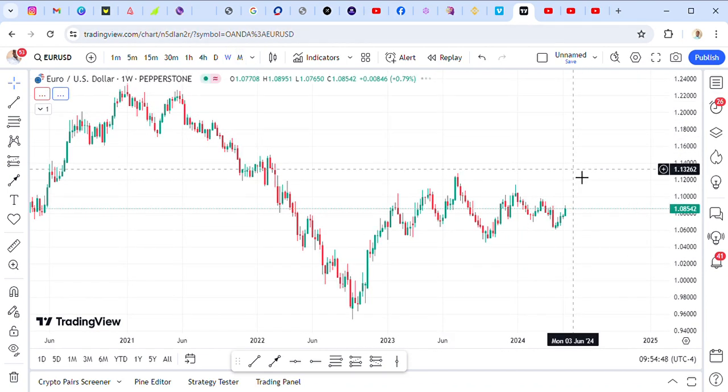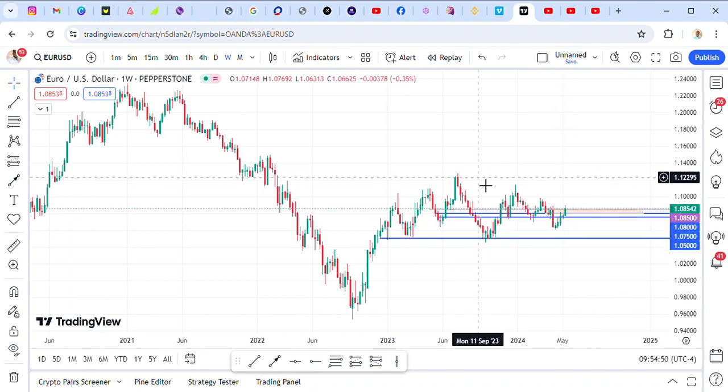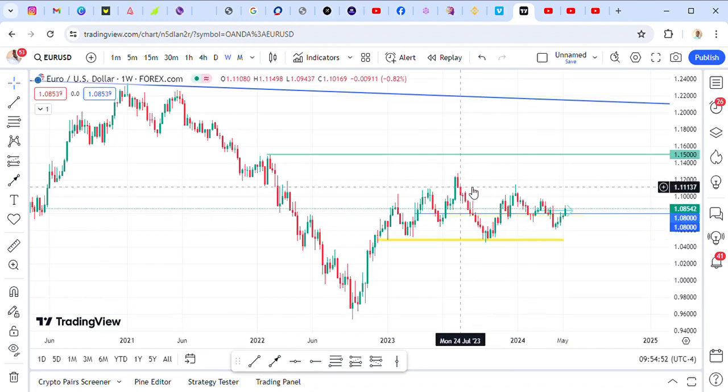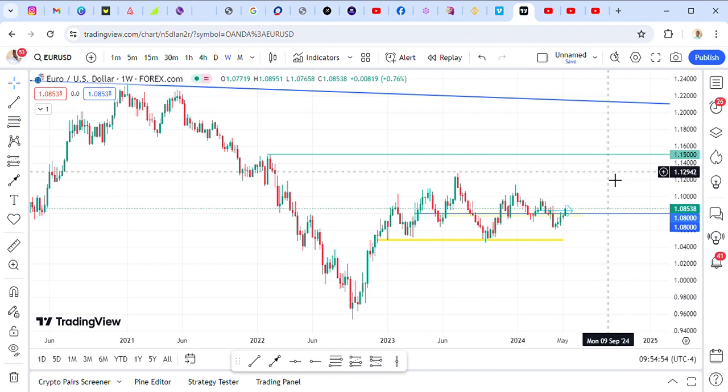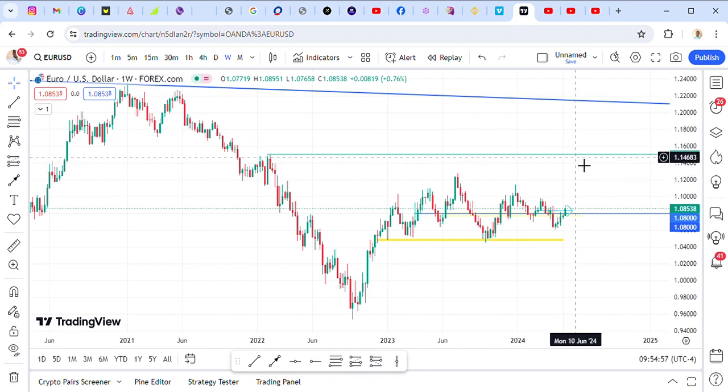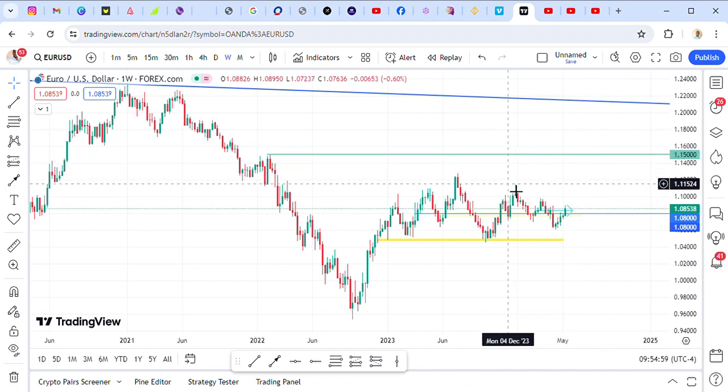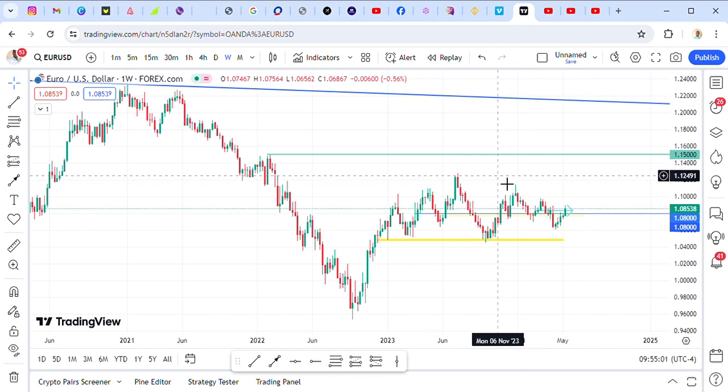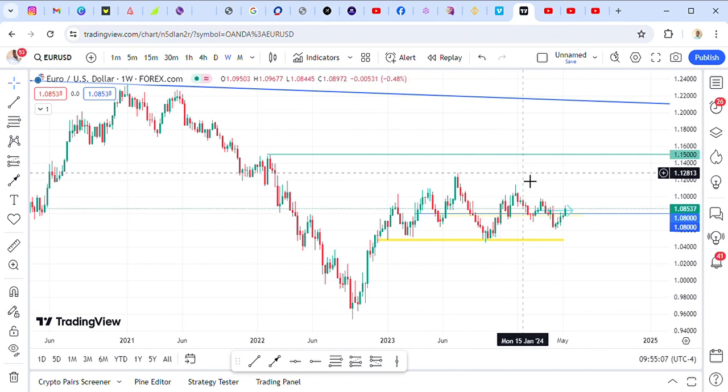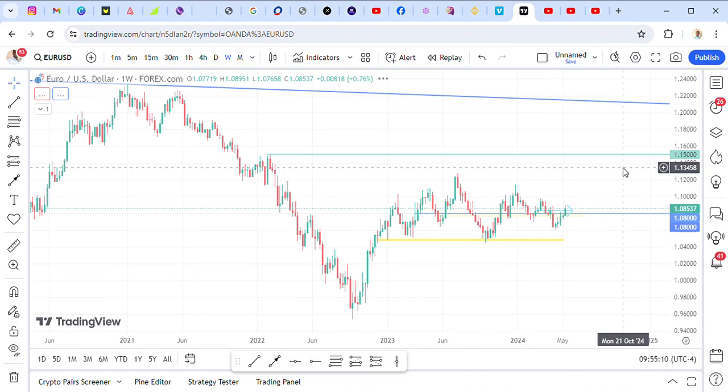I put my drawing there, on one of these Euro USD charts. Okay, this is to 1.15 level. But first, I want to see Euro USD move to 1.1200. So that's it for Euro USD.